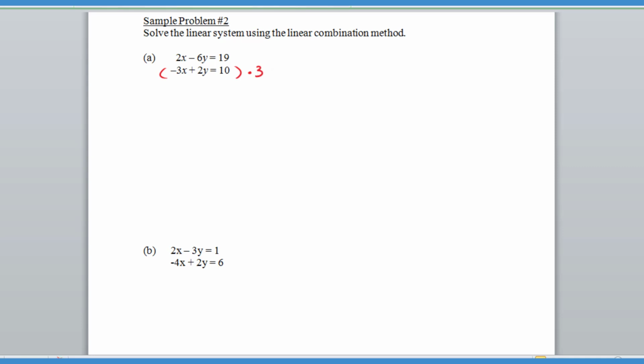Now, I'm just going to simply rewrite the first equation. So that's 2x minus 6y equals 19. And my new second equation will be a result of me multiplying 3 times everything. So that's going to give me negative 9x plus 6y equals 30. And notice I've taken particular care to keep the x's stacked, the y's stacked, and the equals and the answer stacked. And so now I'm going to combine like terms.